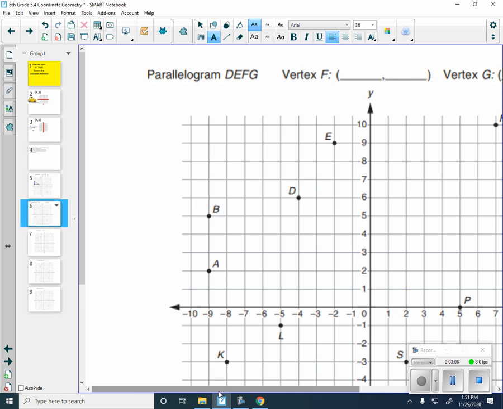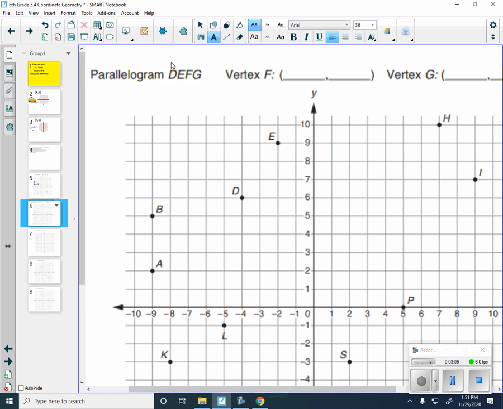Now we're making a parallelogram using vertices D, E, F, G. First of all, I'm just going to connect D and E right away so I know where we're working. Second of all, I have to decide where my F and G are going to be. Let's put our F right here. To decide this, we're 2 over and 3 down. So I'm going to make my F right here, 2 over and 3 down, just like that.